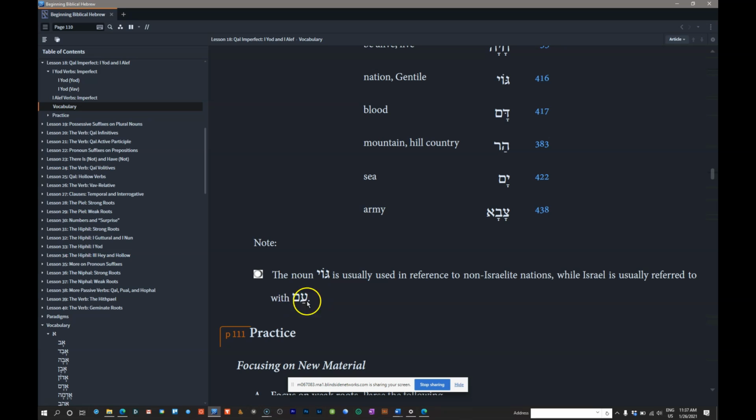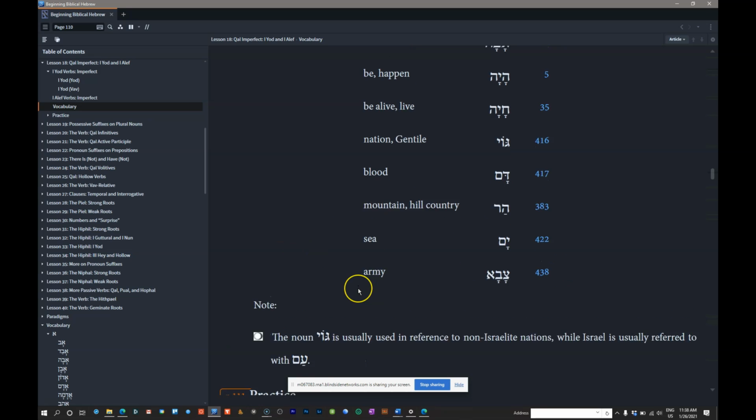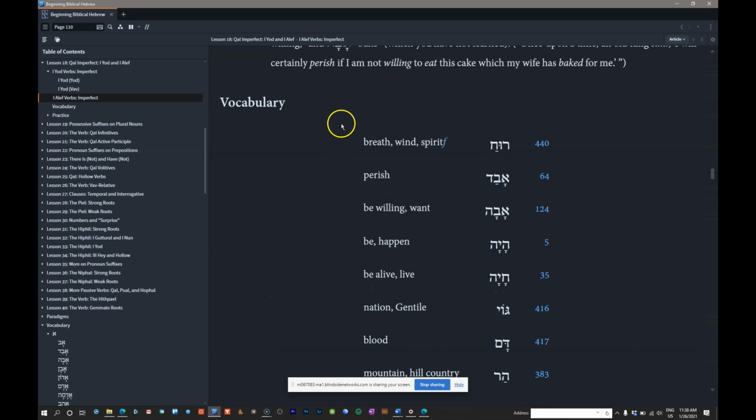So am would be a word that could apply to Israel. Now, am is not limited to nations and states. It is just a group of people or a type of people. So there could be amim within Israel as well, but Israel could be considered an am. So make sure that you read these notes because they'll give you helpful tidbits on the vocabulary as well.